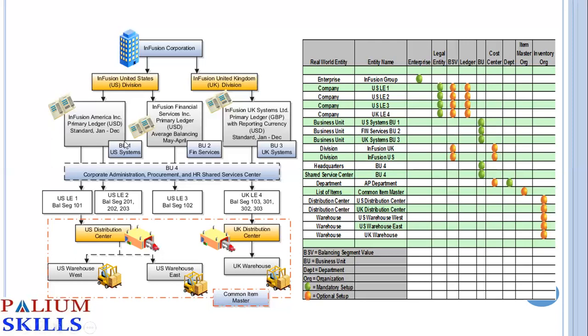Okay. And BU wise, these are the different business units, like these are financial services, US systems, this is UK systems. And then you have the shared services. This is also called the shared services, where corporate administration, purchasing, HR, these are shared services across multiple business units, legal entities. So they provide their service and part of their charges are distributed across these entities.